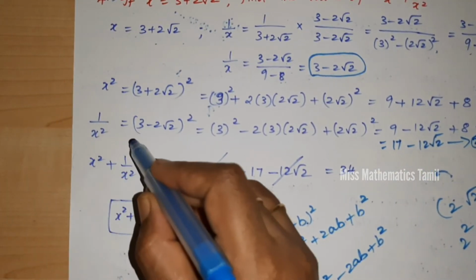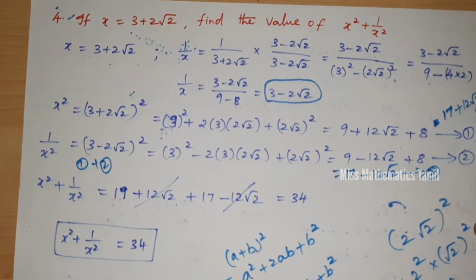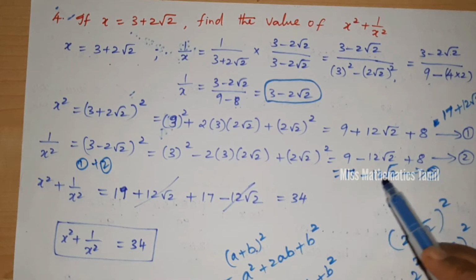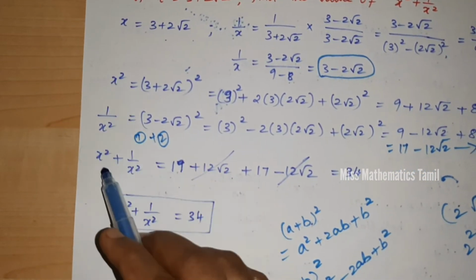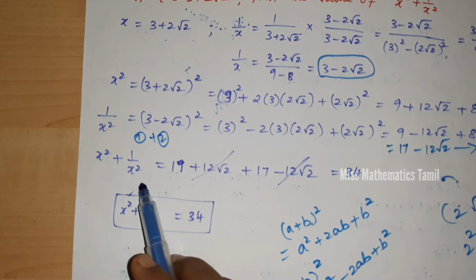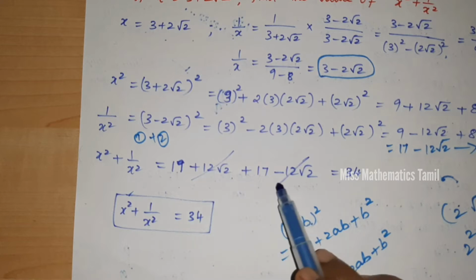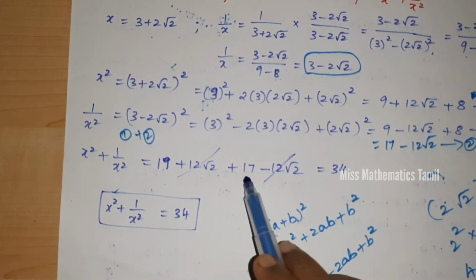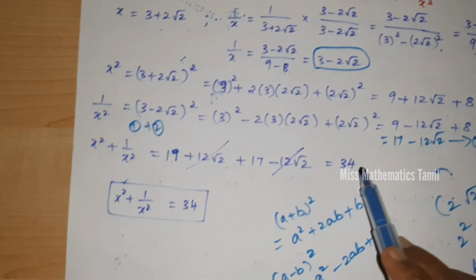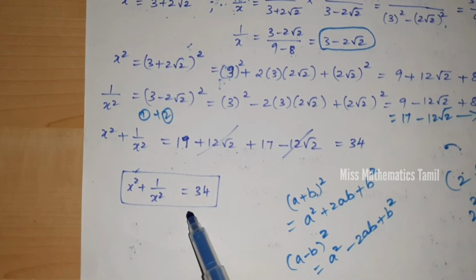Okay, adding 1 and 2 here. What is the first equation? 17 plus 12 root 2. What is the second equation? 17 minus 12 root 2. Okay, I am adding both. On the left hand side, x square plus 1 by x square. While adding this, plus 12 root 2 and minus 12 root 2 cancel, opposite signs, right? So 17 plus 17 is equal to 34. So the final answer is what? X square plus 1 by x square is equal to 34.